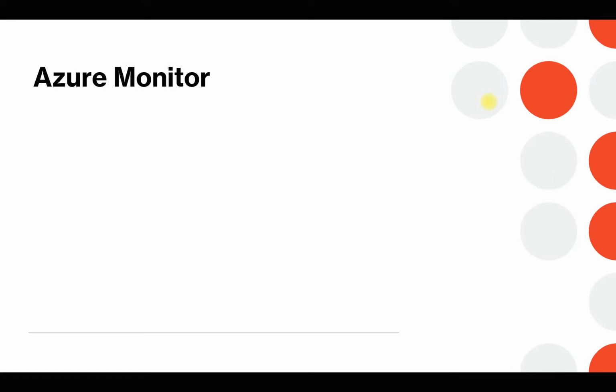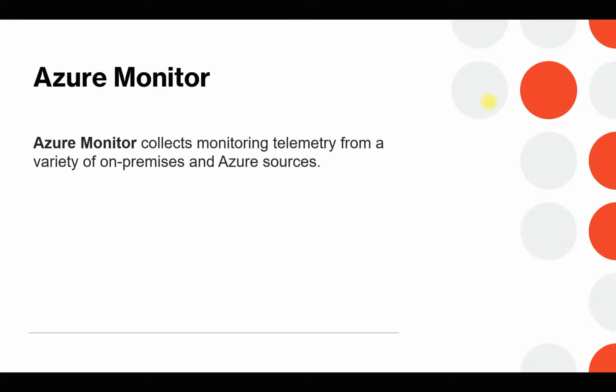Next service we have is Azure Monitor. So what exactly is it? Azure Monitor collects monitoring telemetry from a variety of on-premises and Azure resources. So we can use Azure Monitor for resources which are in the cloud or in our on-premises environment. So where can we use it? We can use Azure Monitor to monitor our resources, and it provides us insights into our resource usage and performance, so we can take care of things as per the report we get.